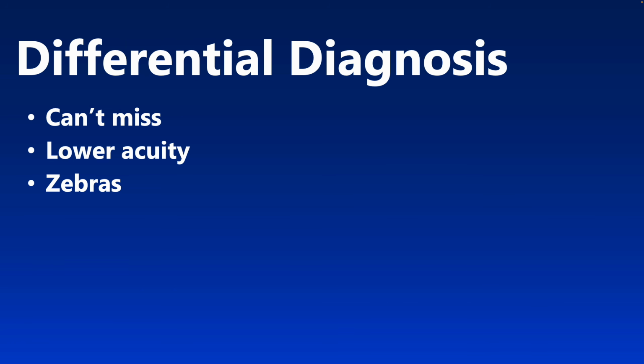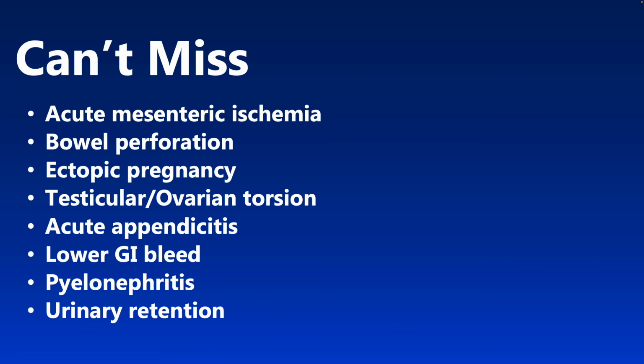So starting with that differential diagnosis and starting with the can't miss diagnoses. Right at the top, we're going to start with acute mesenteric ischemia. Of course, I mentioned this when we were talking about upper abdominal pain. This is still relevant when it comes to lower abdominal pain. Some similar things that we're going to be seeing here on this can't miss differential.